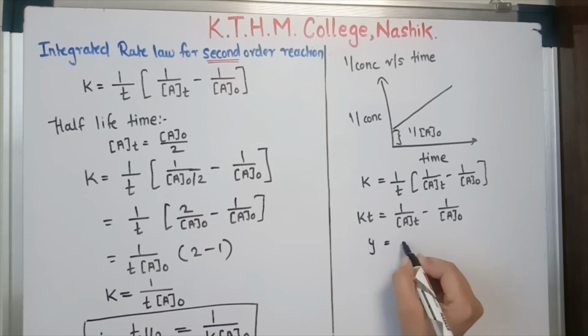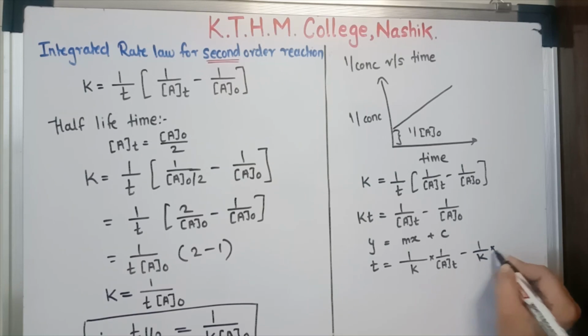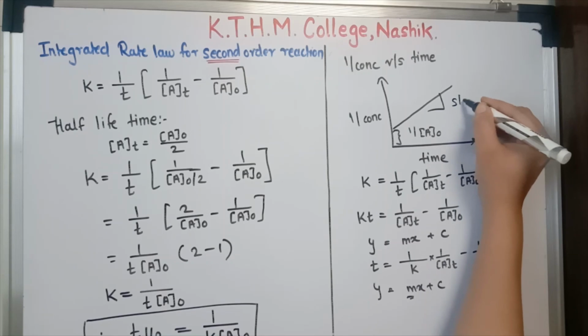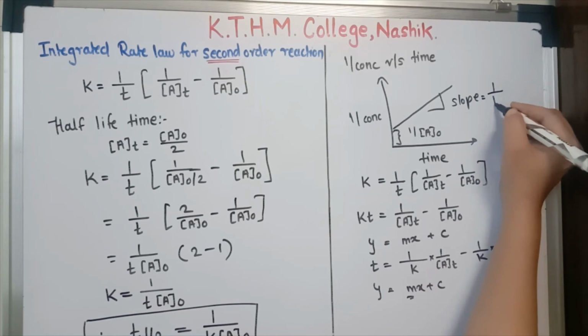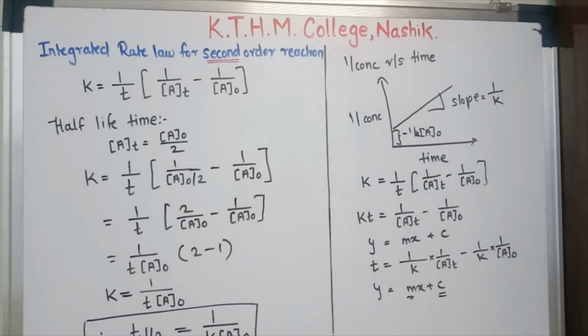That means y is equal to mx plus c. Okay? So instead of writing like this, t is equal to 1 upon K into 1 upon At minus 1 upon K into 1 upon A0. So therefore time, that is y, is equal to mx plus c. So slope will be equal to 1 upon k, and intercept, that is c, will be minus 1 upon k A naught. Okay. So now we will stop here.